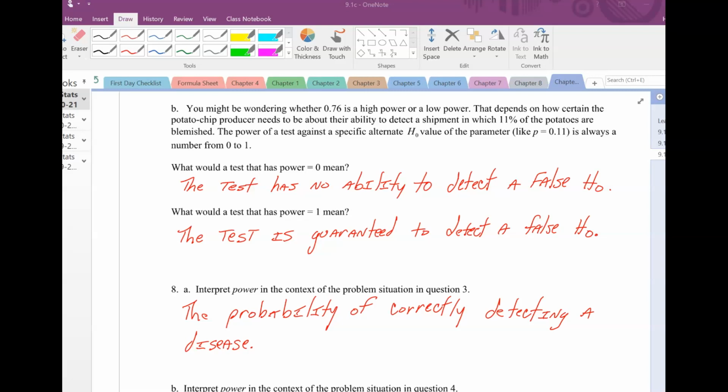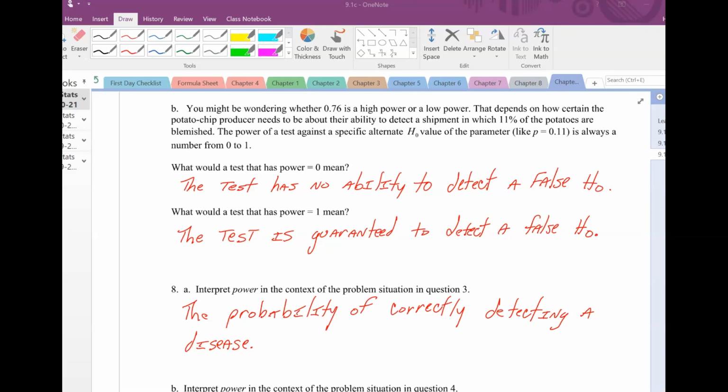The power of the test, because it's a probability, ranges from 0 to 1. What does a 0 mean? It means that your test will never detect a false null hypothesis. What does a power of 1 mean? It means that your test is guaranteed to pick up on a false null hypothesis.